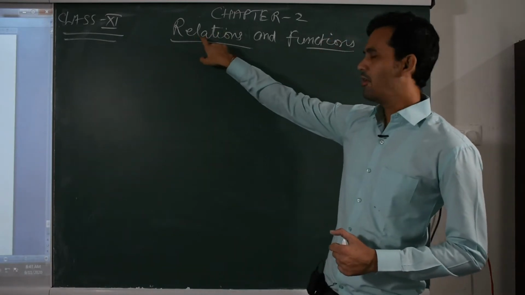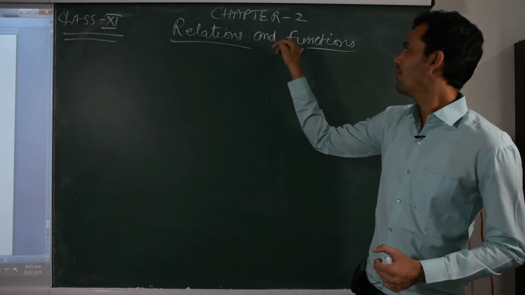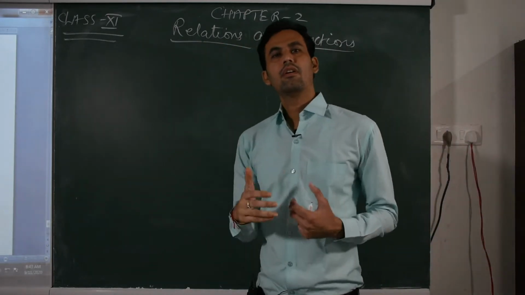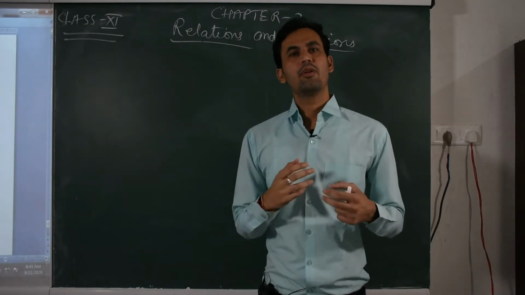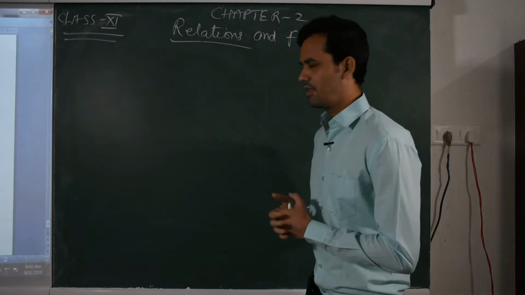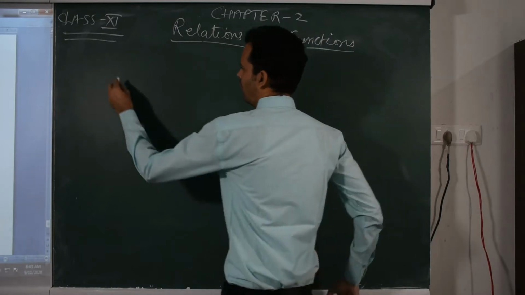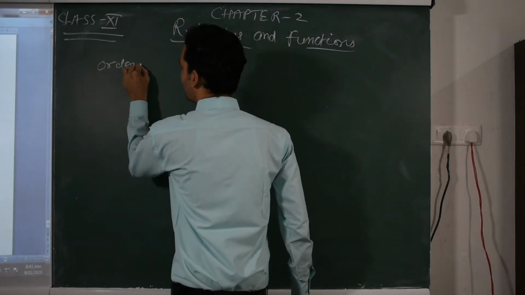So the name of chapter is relation and functions, but before discussing about this chapter, we first discuss about some basics of relations and functions. So first thing for relations and functions is ordered pair.